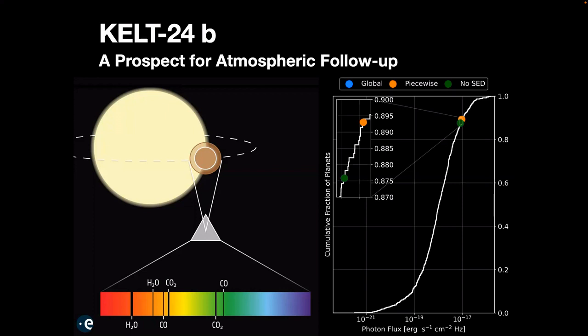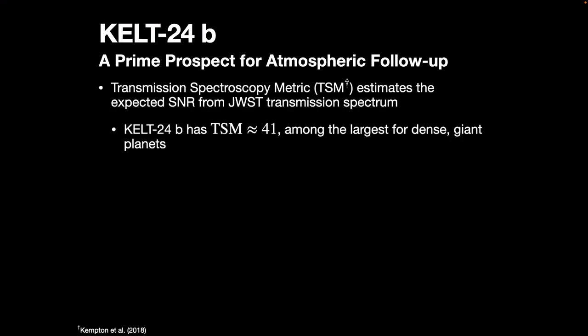You can see it doesn't really matter which model we choose to use here. The point is that KELT-24b, regardless, is an excellent candidate just in terms of how much flux it gets through its atmosphere. Again, it's orbiting a really bright star. It's relatively nearby, and so it's in the 90th percentile in terms of how many other exoplanets are receiving more flux than it. So this is a great cause for KELT-24b being a good candidate for follow-up.